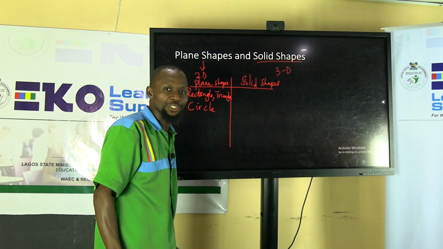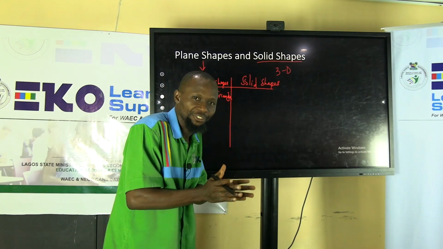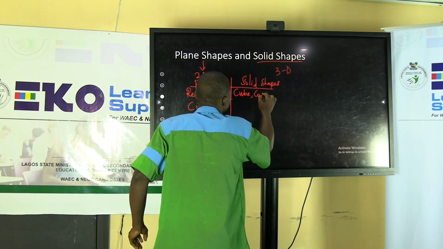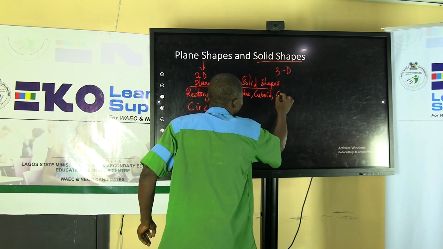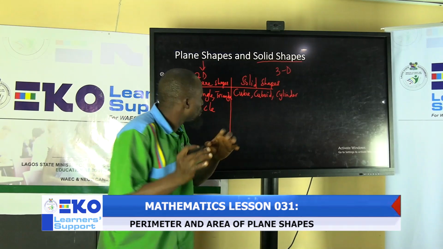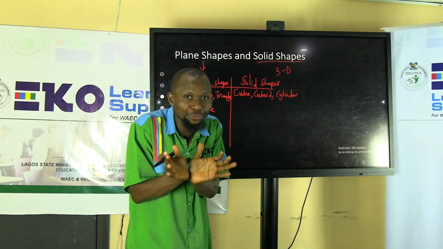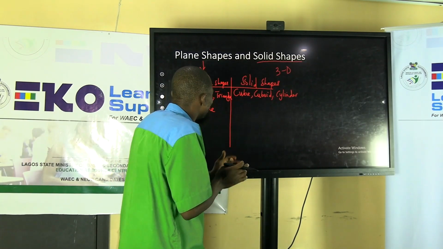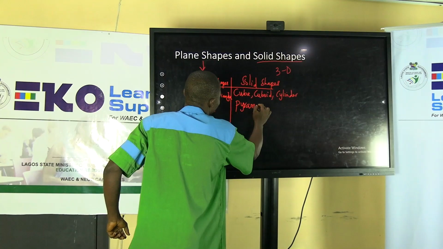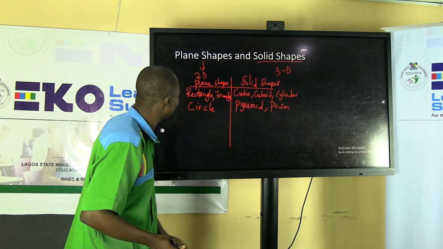Now let's go to solid shapes. Solid shapes, like I said, they are 3D shape. Yes. Our cube is a solid shape. Our cuboid is a solid shape. Which other one? Cylinder. Yes. And if you look at all solid shapes, you realize that they have the capacity to hold something. We can keep something inside it. Yes. So we have so many like that. We also have pyramid and prism in general. So all these, they are plane and solid shape.